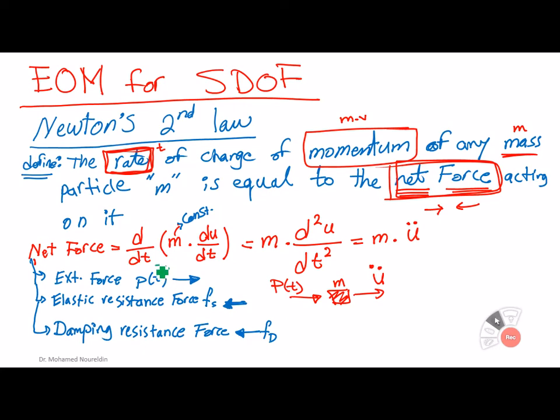So let's circle these things. We have P of t, and its direction is, as you can see, we have Fs, which is elastic resistance force, and this is its direction. And we have the damping force, which is also resisting the motion, and it is related to the resistance, meaning the opposite direction. Okay? That's very clear and simple up till now.